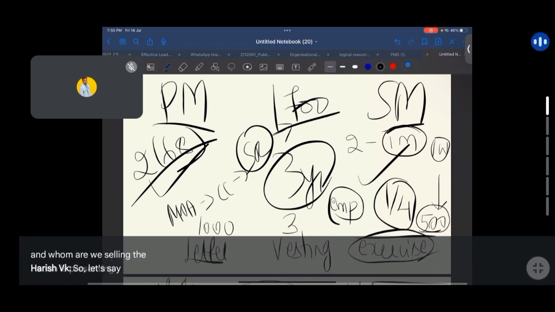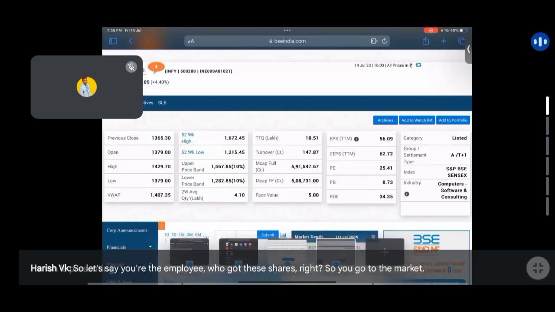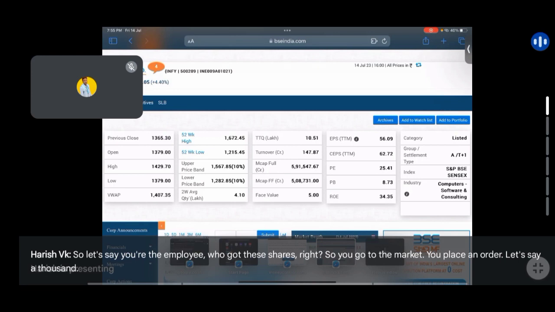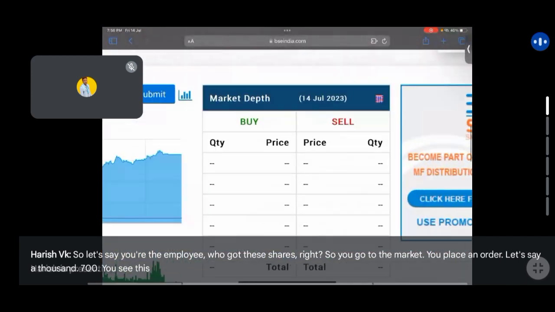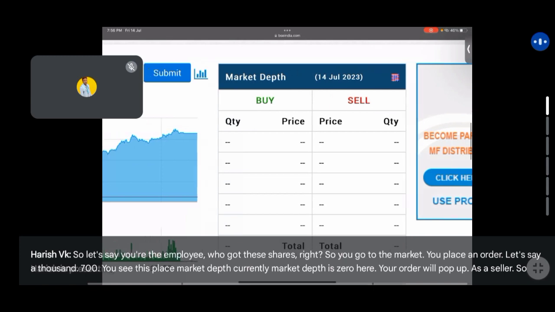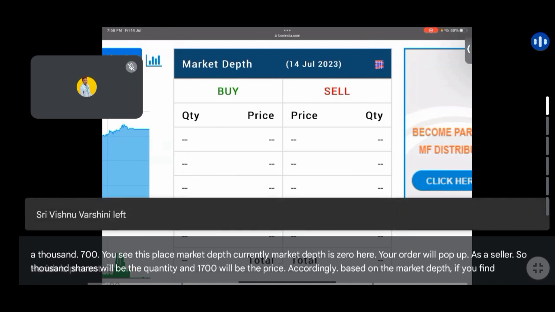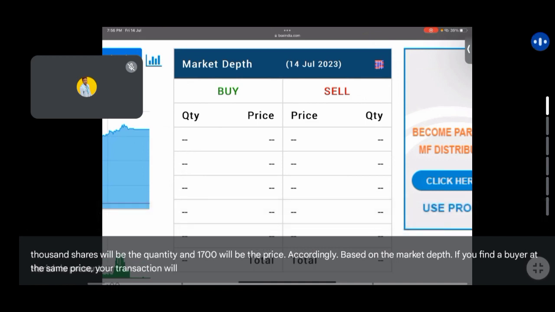So let's say you're the employee who got these shares, right? So you go to the market, you place an order, let's say 1,700. You see this place, market depth. Currently market depth is 0. Here your order will pop up as a seller. So 1,000 shares will be the quantity and 1,700 will be the price. Accordingly, based on the market depth, if you find a buyer at the same price, your transaction will automatically go through.